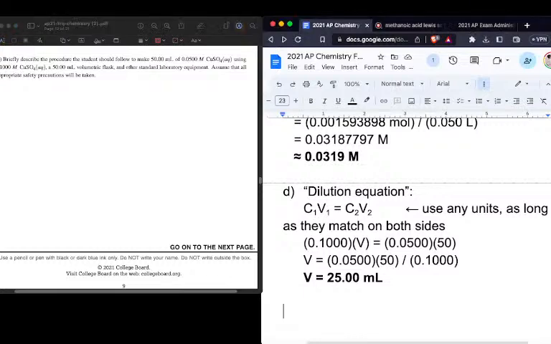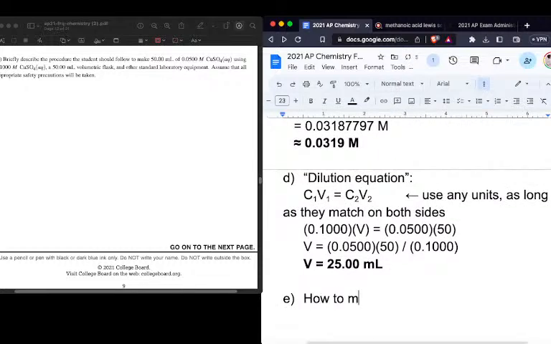There it is. Great. E, briefly describe the procedure the student should follow to make 50 mils of that using the 100 in a 50 milliliter volumetric flask and other standard laboratory equipment. Oh man, I didn't know AP tested you on this. This is how to make a standard solution. Boy, I hope I don't actually miss any steps.